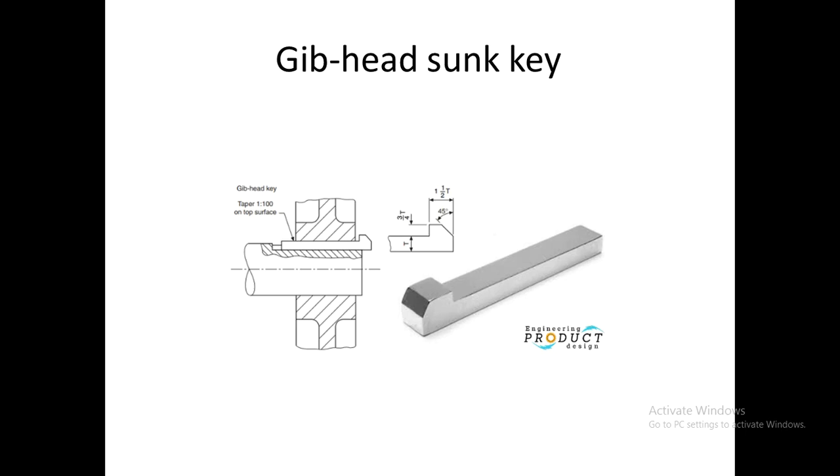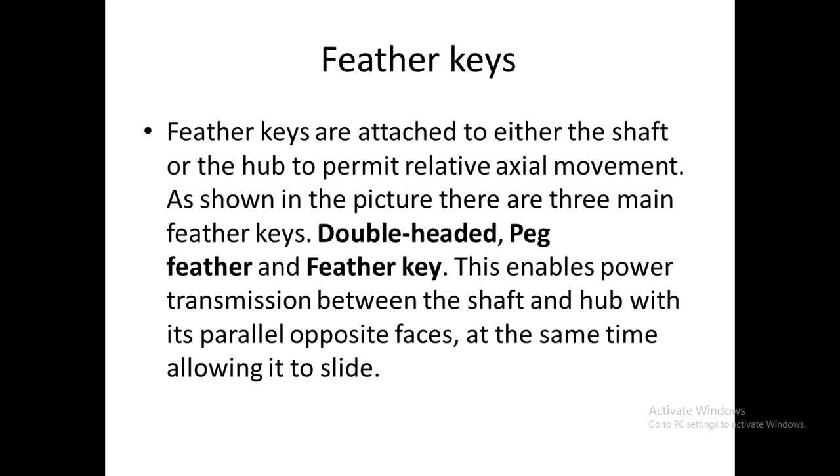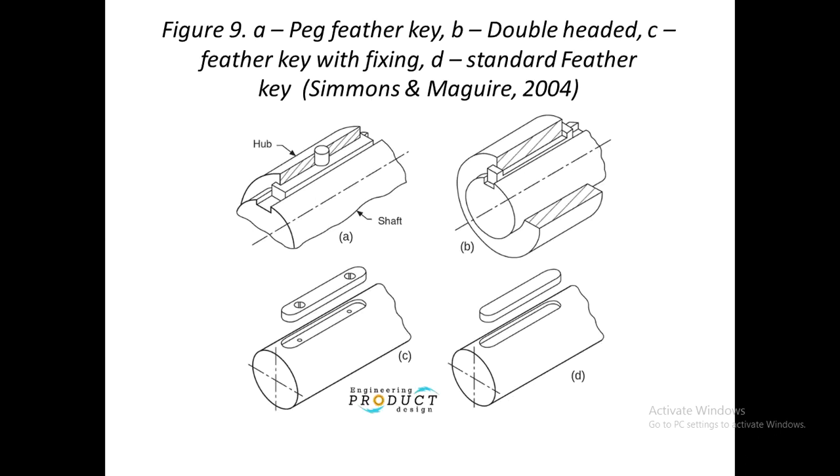The next one is a jib head key. A jib head key is where you have a jib head attached to one end of the key. The key is of rectangular cross section. Feather keys. There are three different types of feather keys: double-headed, peg feather, and feather key. A feather key is a key where you have a moving element, where the key itself is movable and you have other components attached to this moving element.